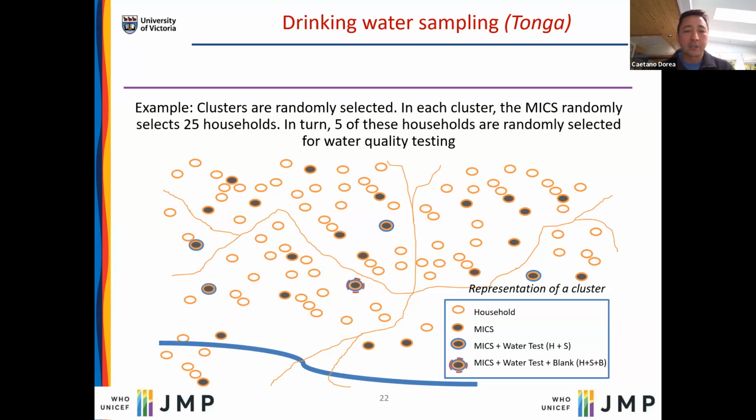Typically in each cluster, 20 households are selected for the MICS module, the whole thing. And of that, a subset of 5 are selected for the drinking water module. And of those 5, one house is selected for a blank test for quality control. So we're really doing a subset of the clusters.